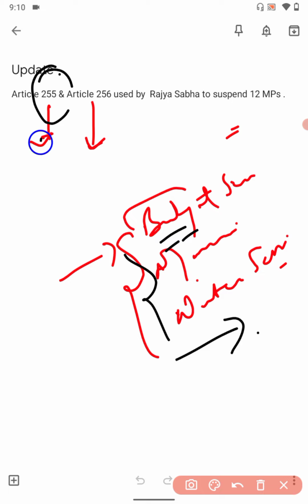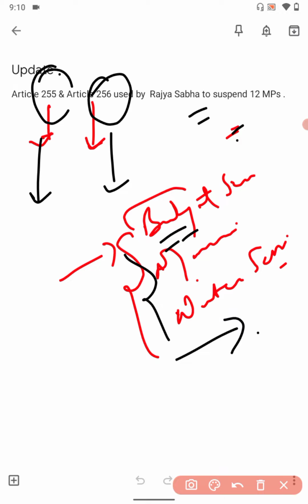So Article 255 said that the chairman of the Rajya Sabha had the right to expel any member who is disrupting the assembly. Article 256 says that if they say sorry, then the suspension can be revoked.